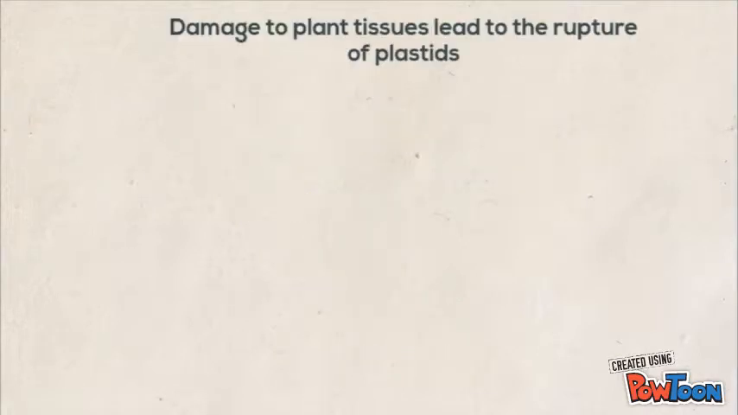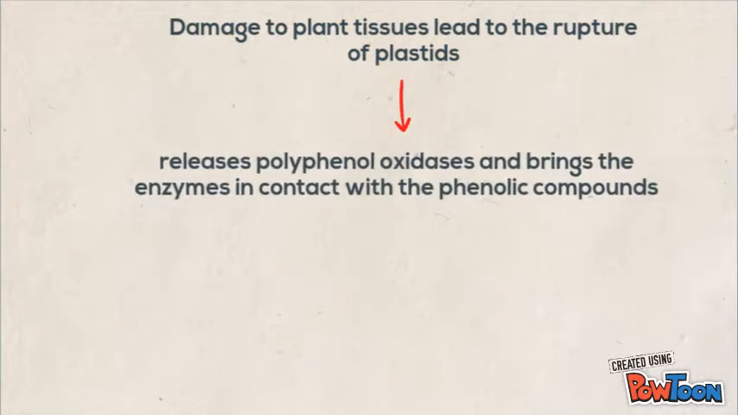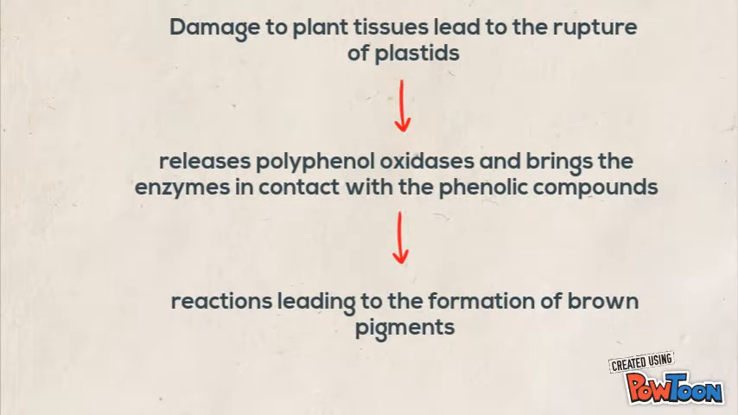Damage to plant tissues leads to the rupture of plastids, which in turn releases polyphenol oxidases and brings the enzymes in contact with the phenolic compounds, which starts a series of reactions leading to the formation of brown pigments.